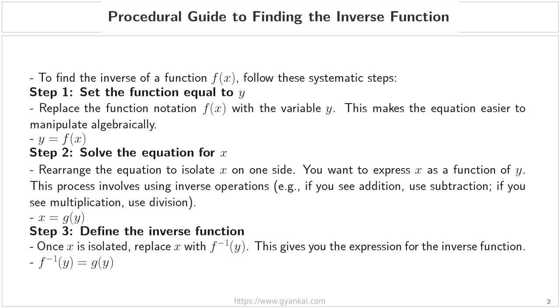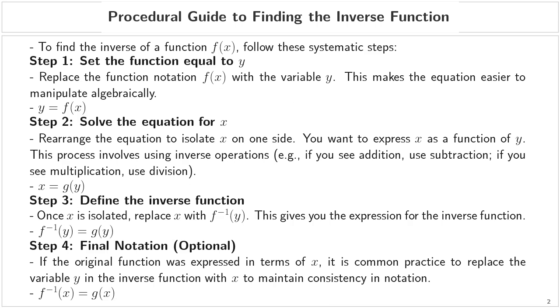Now that x is isolated, we move to step 3, defining the inverse function. At this stage, you simply replace the variable x with the formal notation for the inverse function, which is f inverse of y. This provides you with the official expression for the inverse, written as f inverse of y equals g of y. Finally, in step 4, we address the final notation, which is often optional but highly recommended. Since the original function was expressed in terms of x, it is standard mathematical practice to replace the variable y in the inverse function back with x to maintain consistency. This results in the final form, f inverse of x equals g of x.